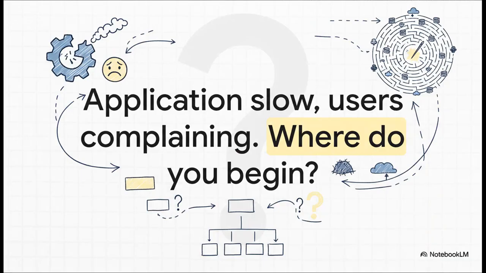Oh man, we've all been there. You get that dreaded email or Slack message. The app is slow. Your heart just sinks, right? Performance is tanking, and you've got a million places you could look. It's that classic needle in a haystack problem. And you know every single second of downtime is costing you. So where do you even begin?